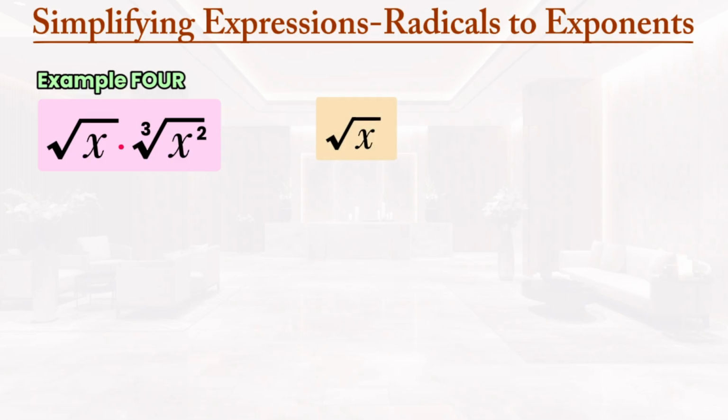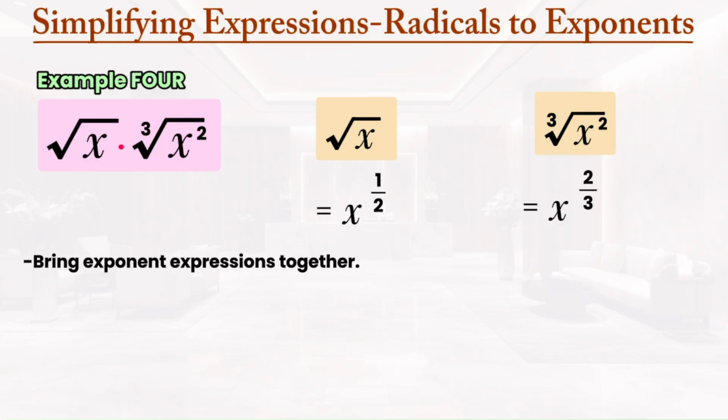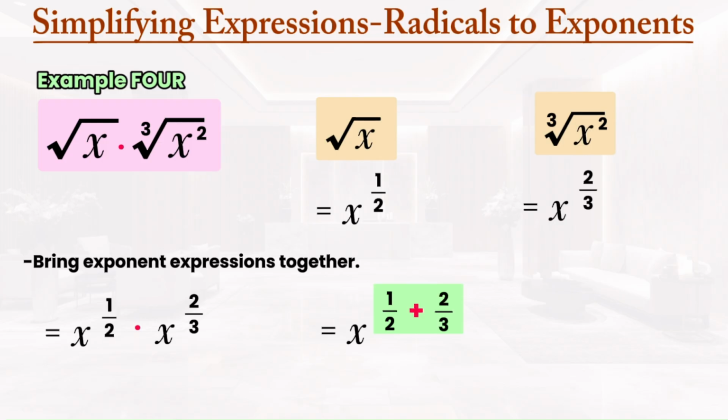For the square root of x, its fractional exponent form is x to the power of 1 over 2. For the cube root of x squared, its fractional exponent is x to the power of 2 over 3. Now, we can bring these forms together and rewrite the expression like this. Since both share the same base, which is x, we can use the law of exponents and add the exponents together. That means that x is to the power of 1 over 2 plus 2 over 3. That gives us an answer of x to the power of 7 over 6.